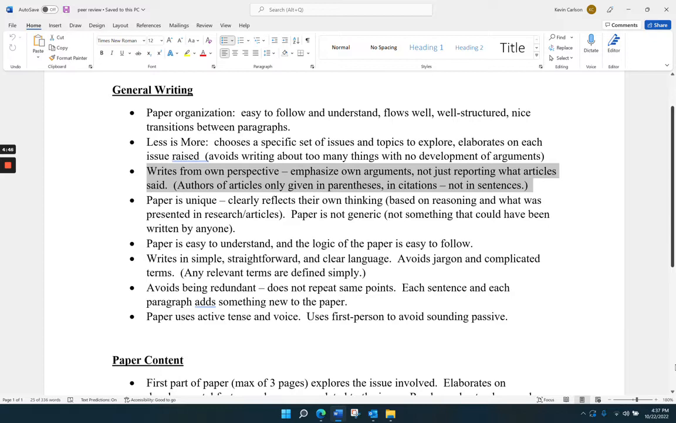Also, avoid doing things like this study found that, this study found this, that study found this, another study found this. That's really kind of bad writing.